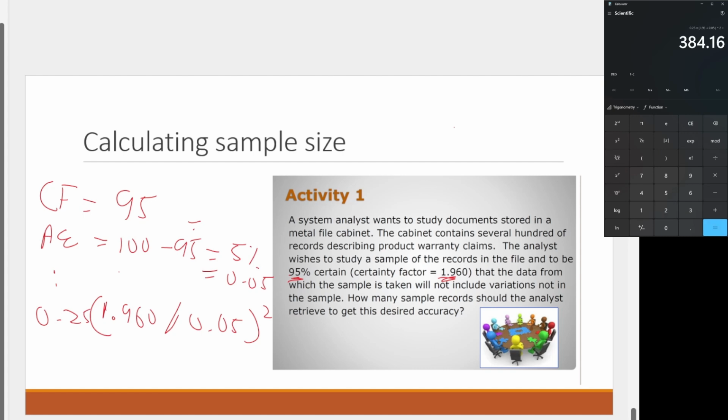The answer is 384.1. This is the final answer. This is how many samples I need to record to get the desired accuracy of 95%, which has been mentioned here. I hope this makes sense.